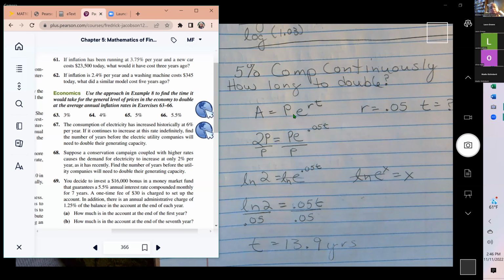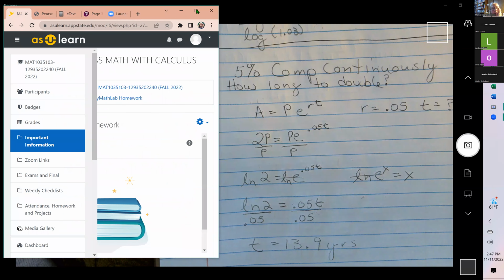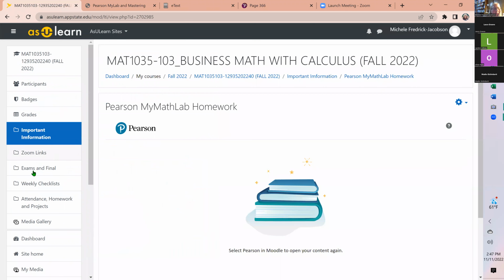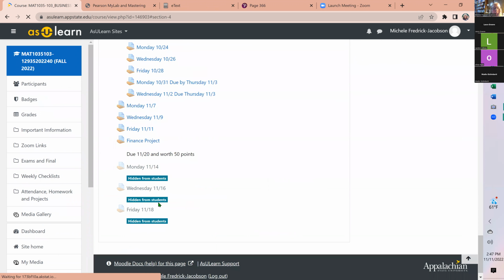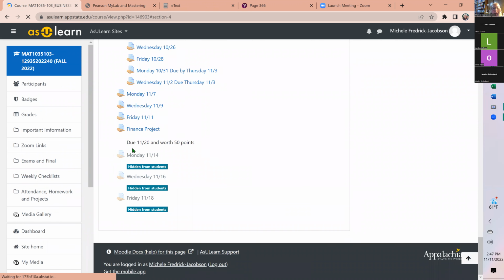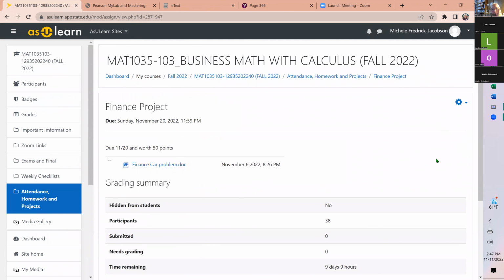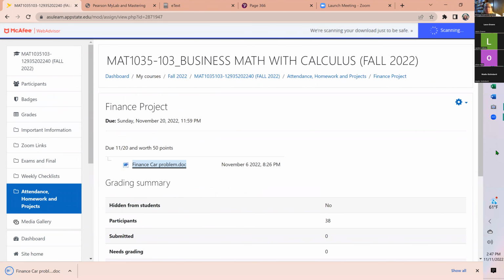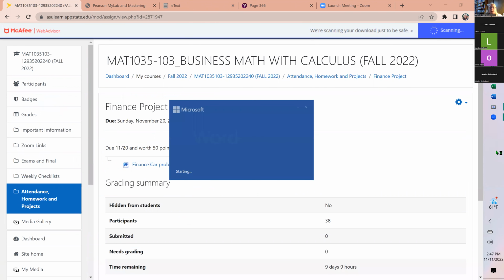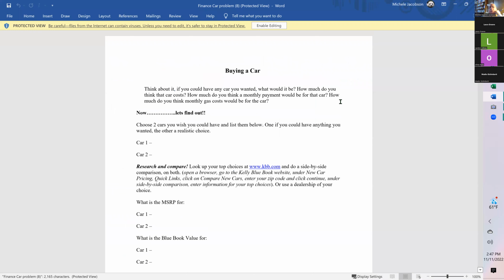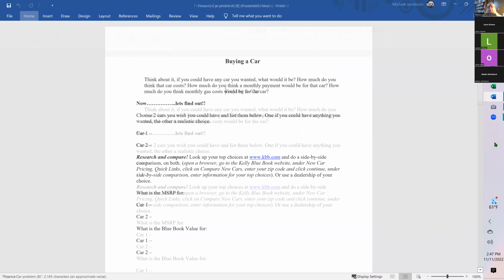I actually do have a question about the finance project. Okay. Is there any way you could pull up the directions? It's hard for me to pull it up while I'm on Zoom. I'll bring it up. Thank you. Under here. And it's due November 20th. It's worth 50 points. There it goes. Okay.